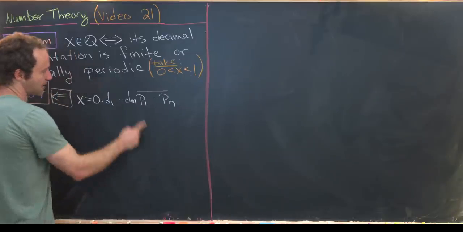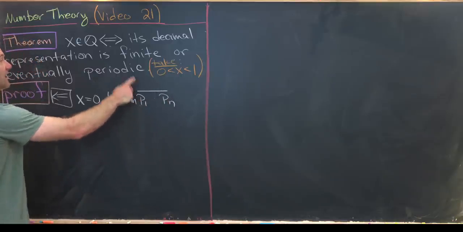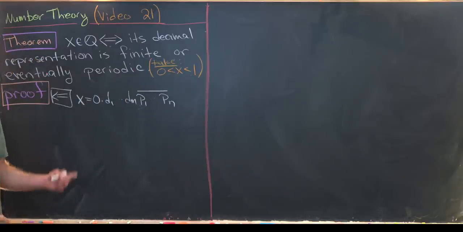Okay, now I want to point out that this could be turned into a finite representation if all of these p's are equal to 0. Then it just repeats with all zeros and we're good to go here. And we have a finite decimal representation.